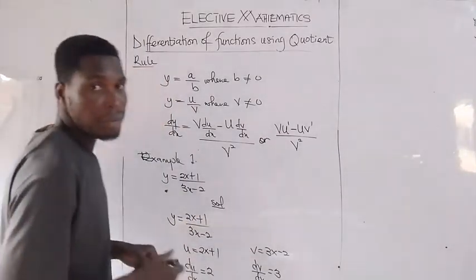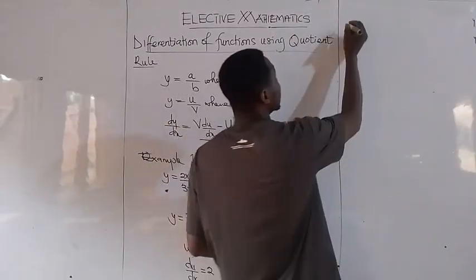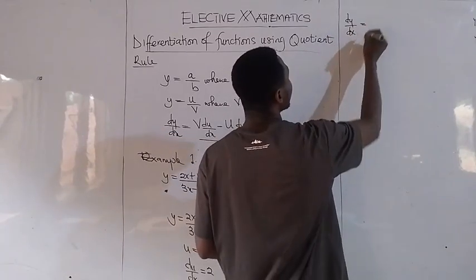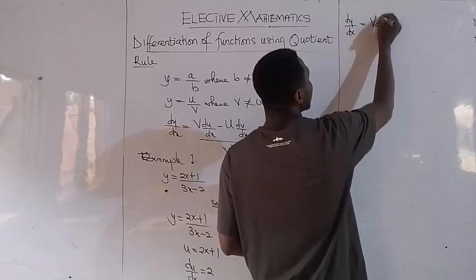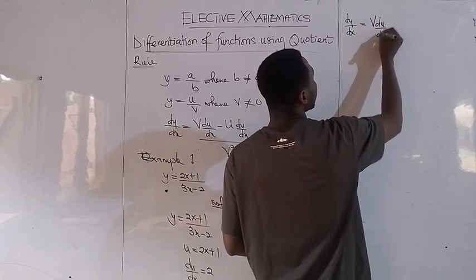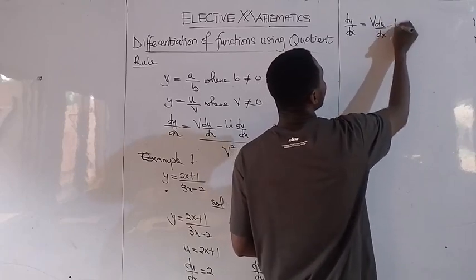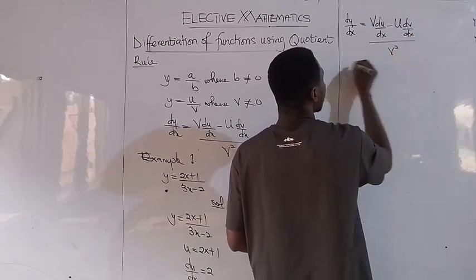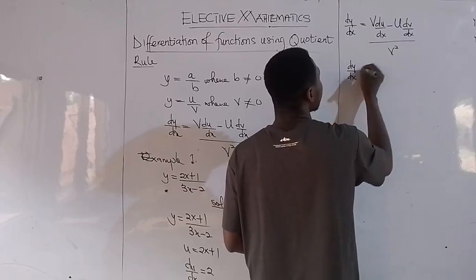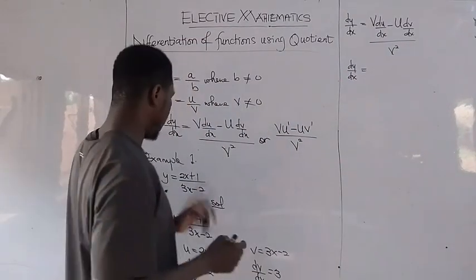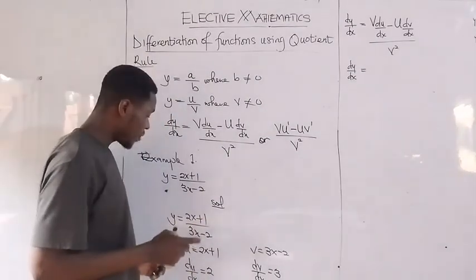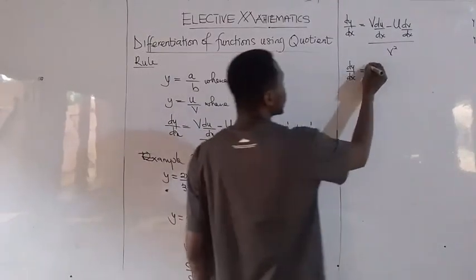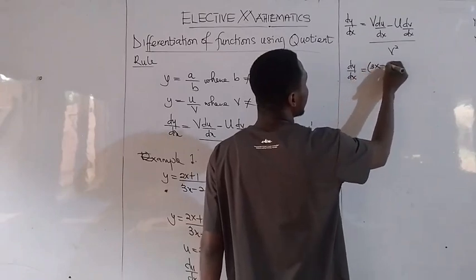So our dy over dx will now be equal to v du over dx minus u dv over dx all over v squared. Now we substitute. What is v? From what we have gathered, we know that our v is the denominator, which is here, 3x minus 2. So we put it in bracket, 3x minus 2.